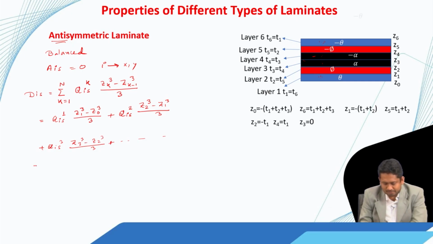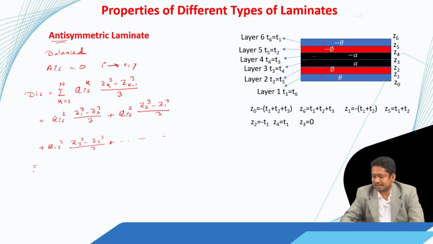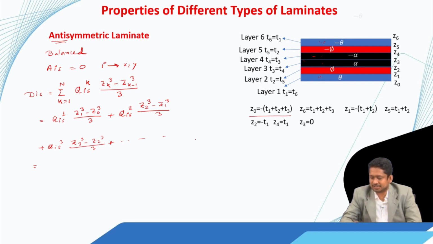Now, let us put the value of those thicknesses. Again, like the symmetric case, because the plies are placed symmetrically, the thickness of these two plies which are placed at the symmetric locations are same. So, we can write again the same thing, Z0 is equal to minus T1 minus T1 plus T2 plus T3, which is just opposite of Z6. Similarly, Z1 is equal to minus T1 plus T2, which is just opposite of Z5.